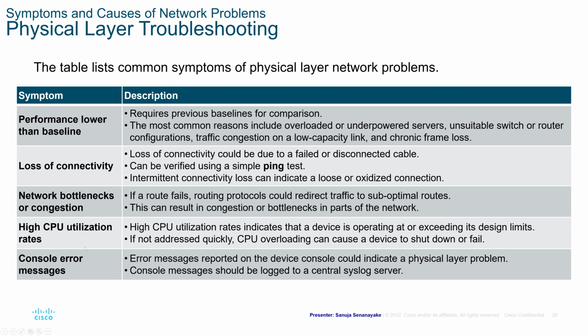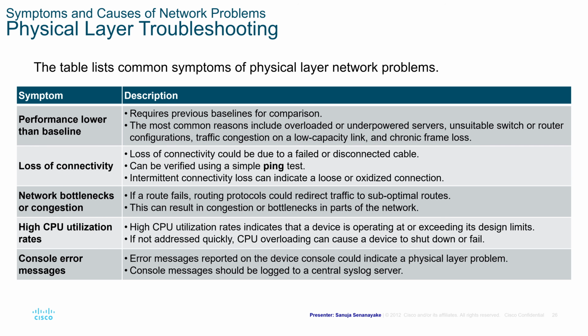High CPU utilization rates. High CPU utilization rates indicate that the device is operating at or exceeding its design limits. So if not addressed quickly, the CPU overloading can cause a device to shut down or fail, or it could even keep rebooting once in a while. So high CPU utilization could cause Cisco devices and IBM and many other devices to keep rebooting once in a while. That could happen.